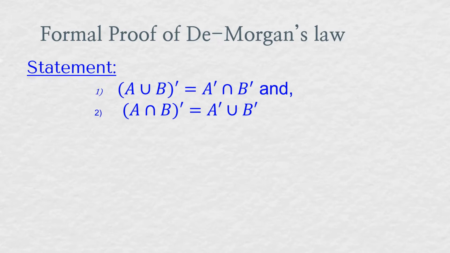The first De Morgan's law is stated as this: the complement of the union of sets A and B is equal to the intersection of complements of sets A and B. And the second De Morgan's law is stated as follows: the complement of the intersection of sets A and B is equal to the union of complements of sets A and B.